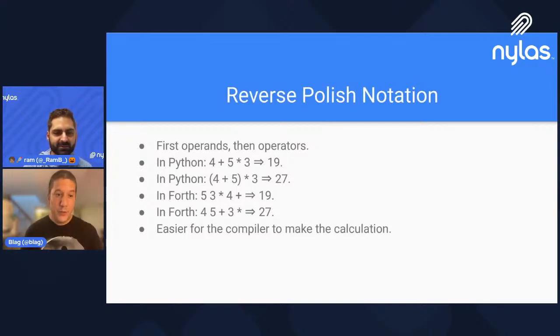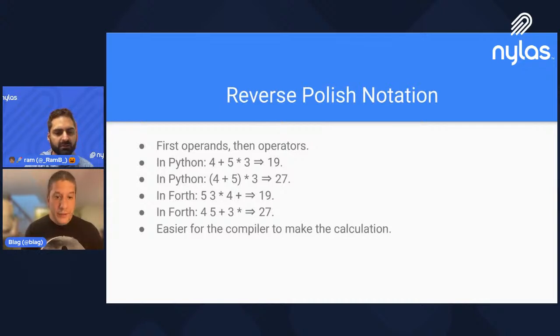In Factor, we do things a little bit differently. We will say 5, 3, multiplication sign, 4, and plus sign. That means it's going to grab the 5 from the stack, then the 3, and say, hey, I got a multiplication sign. Let's multiply them. That's going to give us 15. Then it's going to say, okay, I have 15 on the stack, but I also have a 4. What else do I have? A plus sign. So I'm going to grab the 15, grab the 4, and sum them together to get 19.